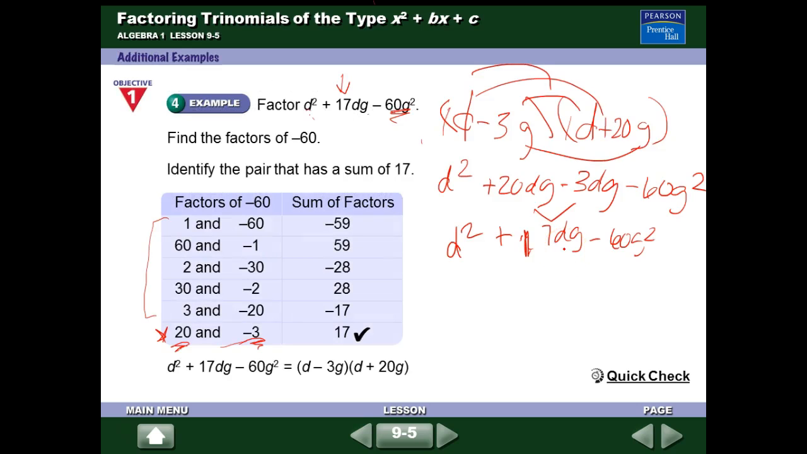So because that checks, you know you found the factors for these. So that's all for today.